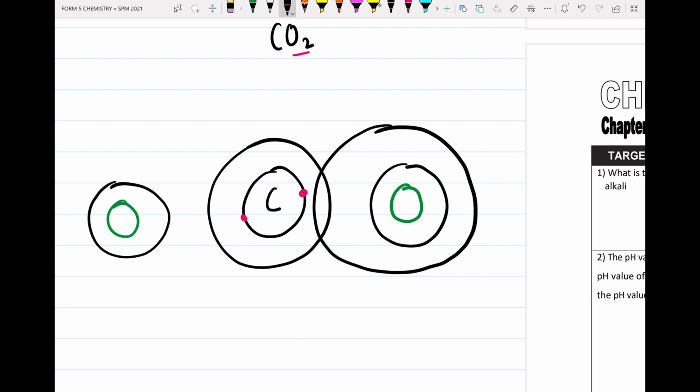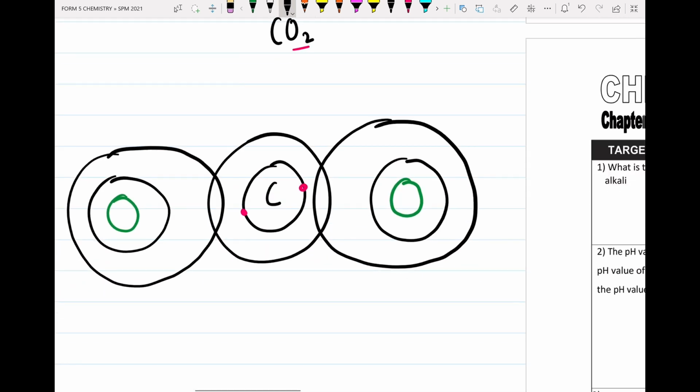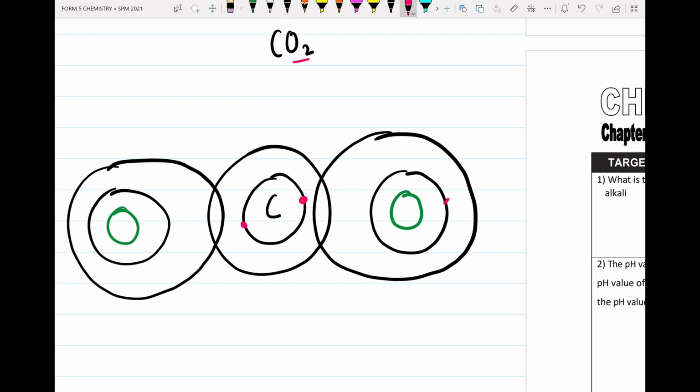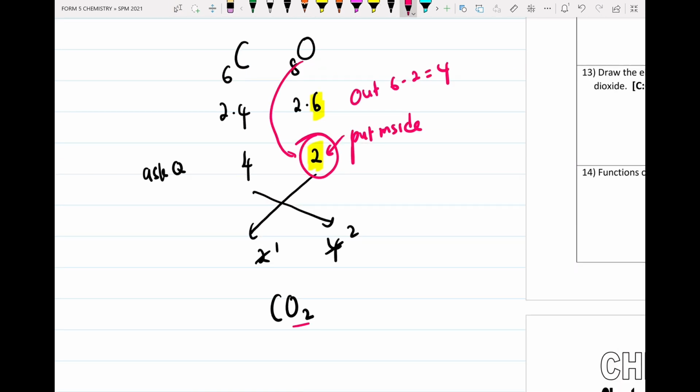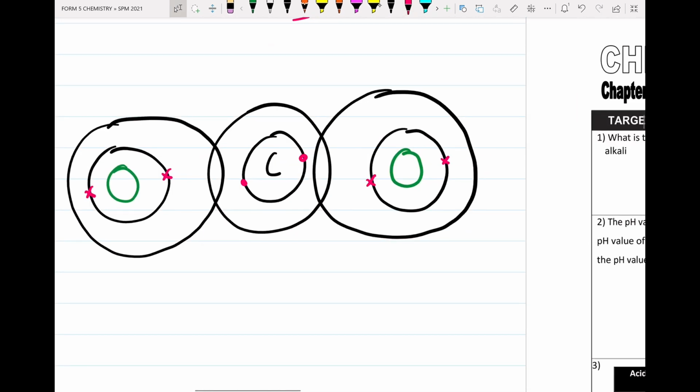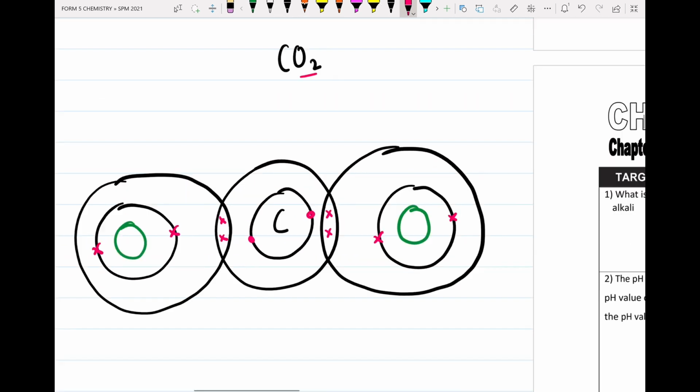Okay, so it has first shell and valence shell we put inside. All right, so check this one. Carbon, oxide, first shell we have 2 electrons. So the valence shell put inside. Oxide, the valence shell put 2. Outside we put how much?